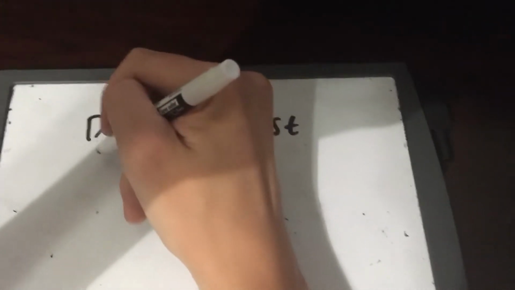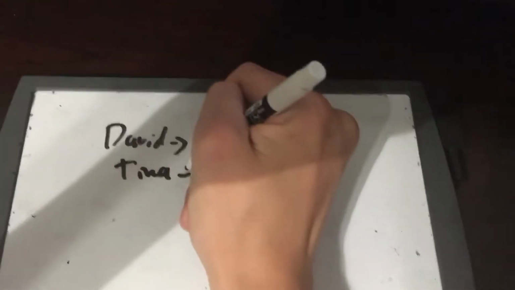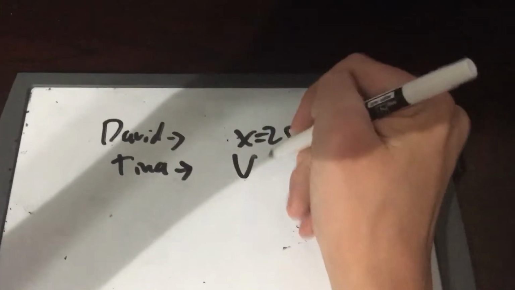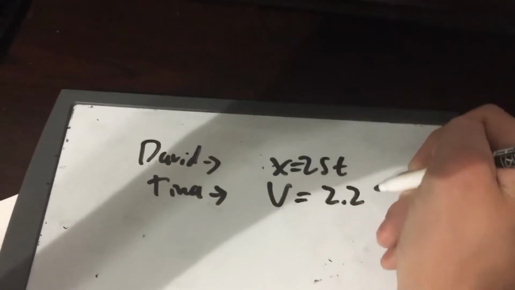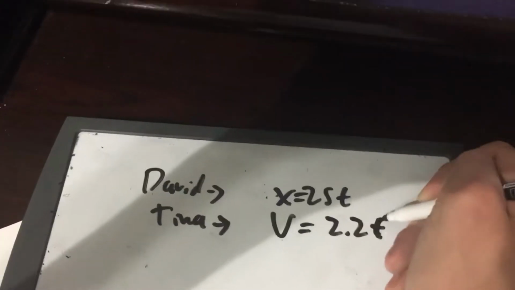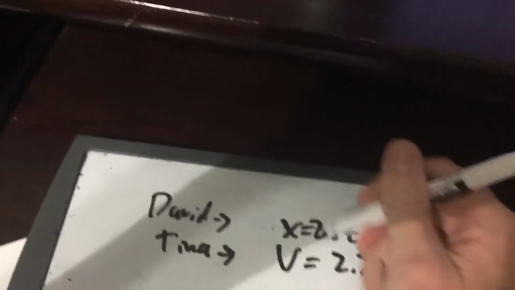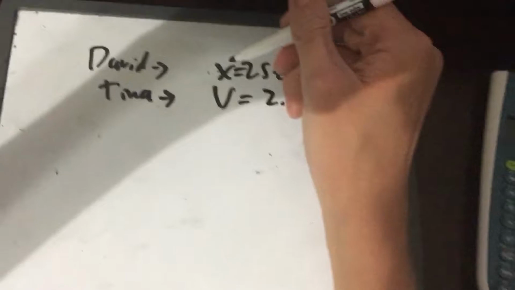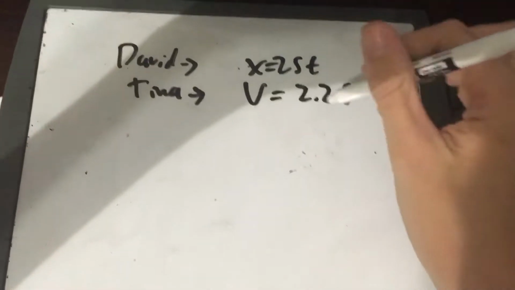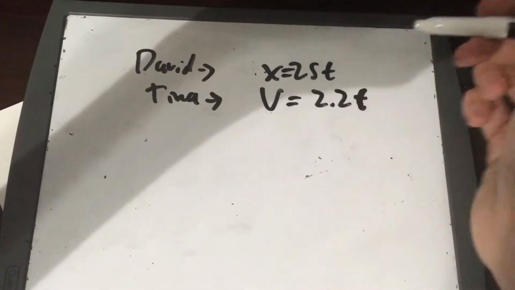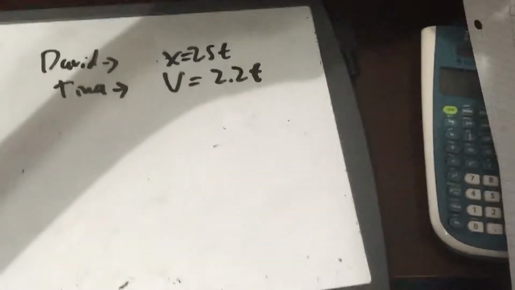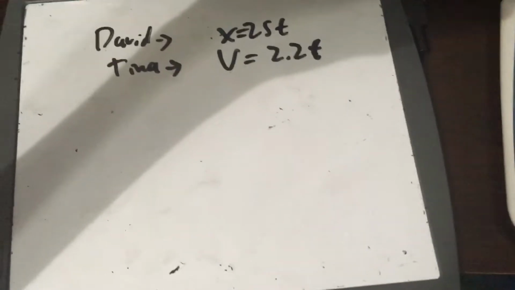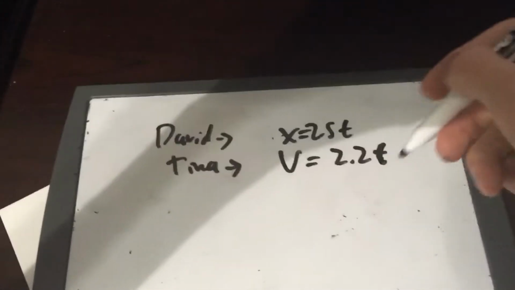And then for Tina, we know that there is an acceleration, so the velocity is 2.2 times time. Notice that the displacement function's slope is velocity, and the velocity function's slope is acceleration. And it wants to know, first of all, how far does she have to drive before passing David? So it wants to know when their displacement is the same.